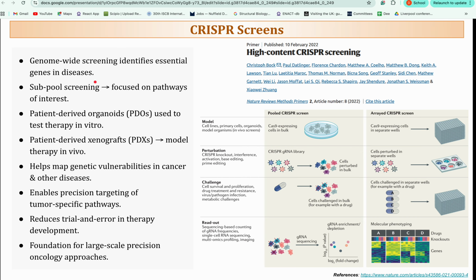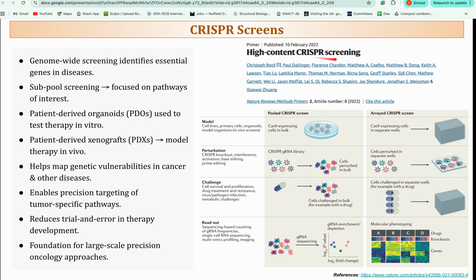There could be different studies which could be performed to find out these essential genes. So one such thing could be subpool screening, which focuses on the pathway of interest. Then patient derived organoids, which are used to test the therapy in vitro, or patient derived xenografts, which model the therapy in vivo, and it helps to map the genetic vulnerability in cancer and other diseases. It also enables the precision targeting of tumor specific pathways. It reduces the trial and error in therapy development with the help of these screens, and it is the foundation for large scale precision oncology approaches.